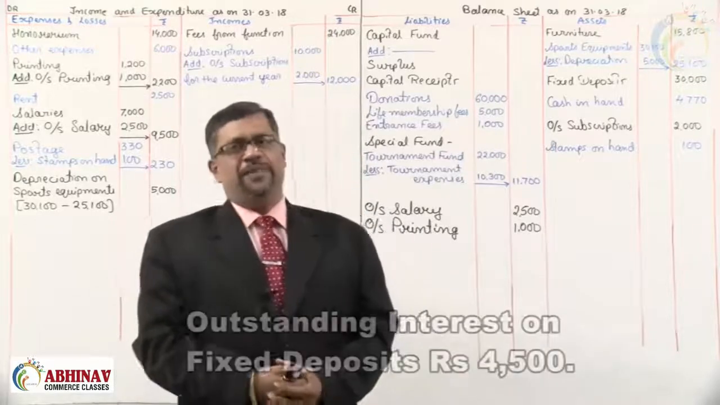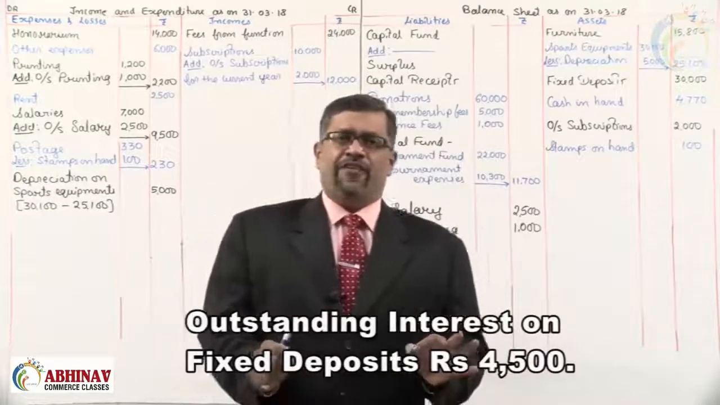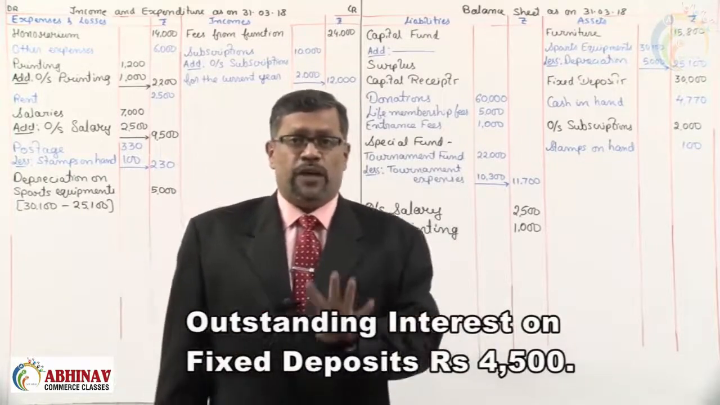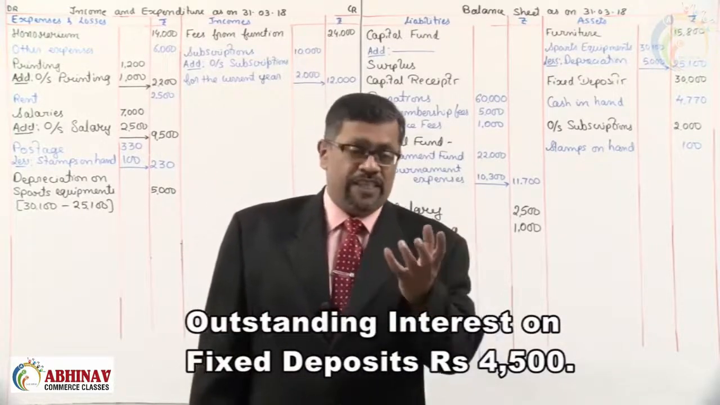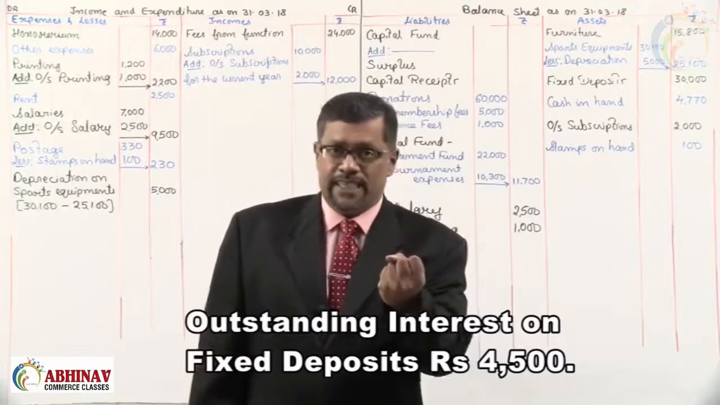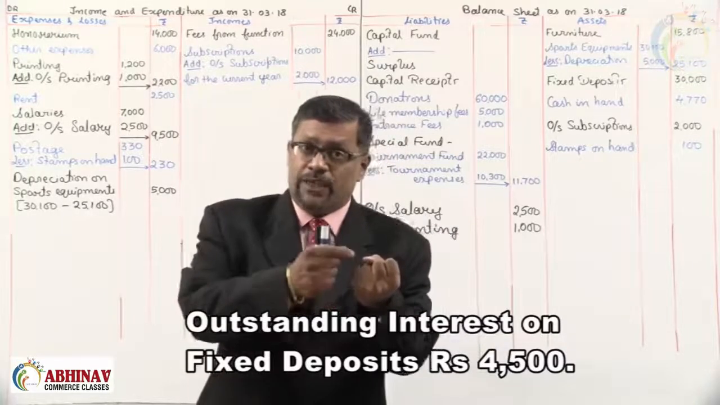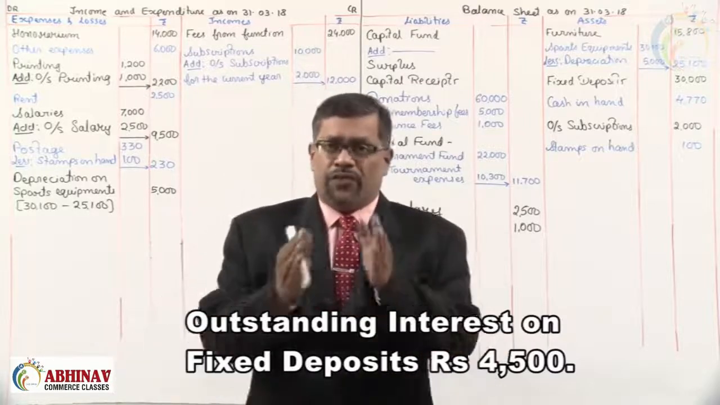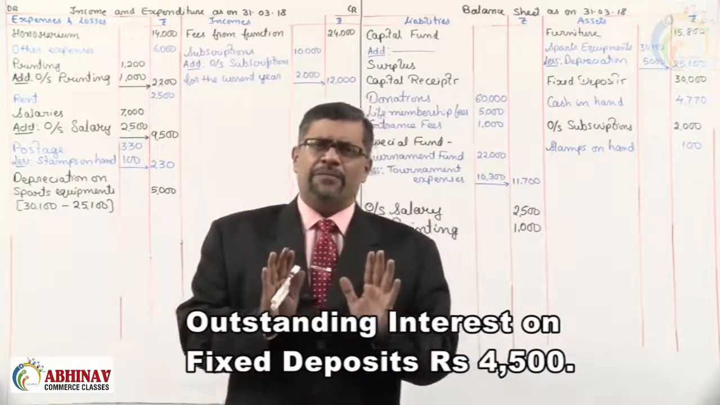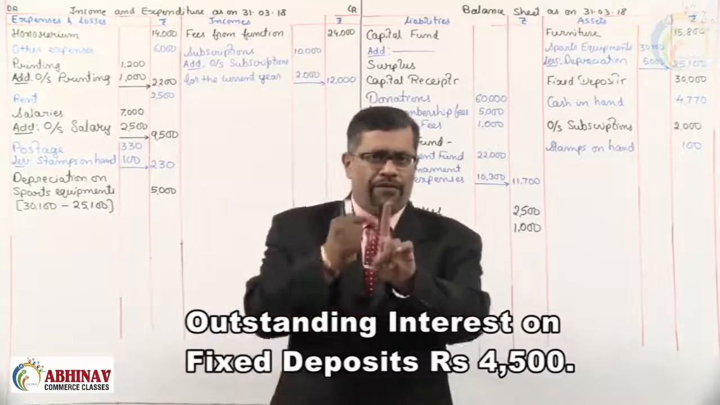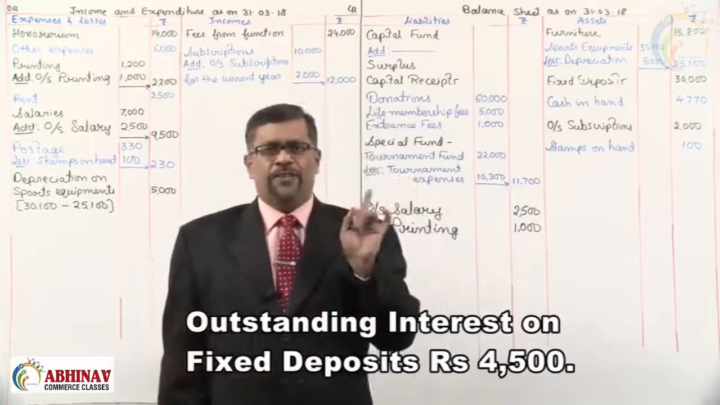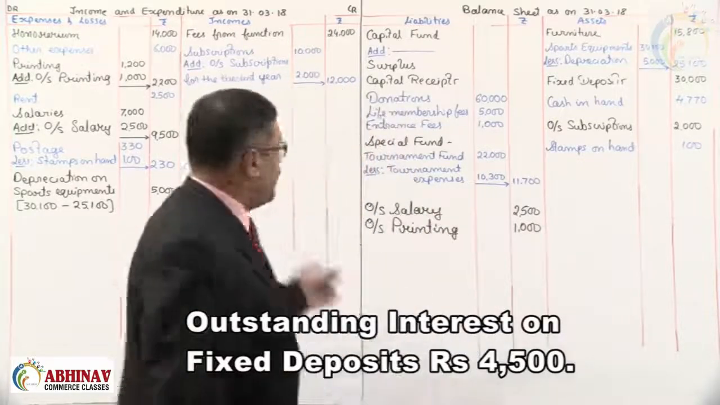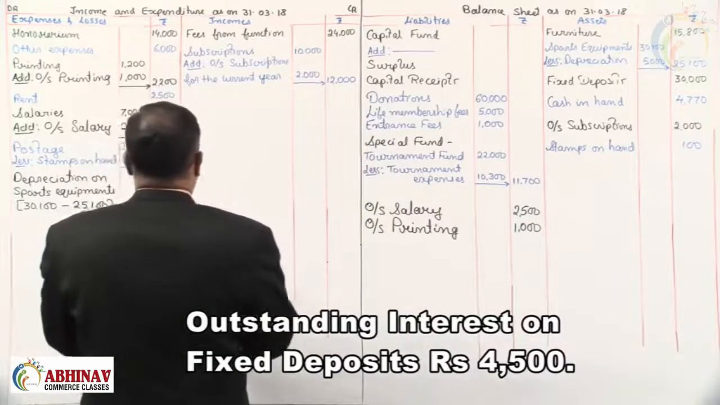The last adjustment, outstanding interest on fixed deposits, rupees 4,500. Fixed deposit is our asset. On the asset, when we receive the interest, naturally that is our income. So first, interest income. Do we receive it only once or every year? Every year. So that cannot be a capital receipt, it has to be a revenue receipt. First, we'll enter it in the account.